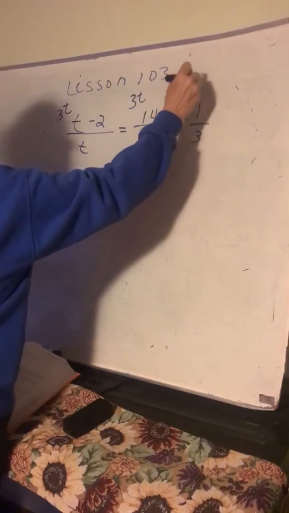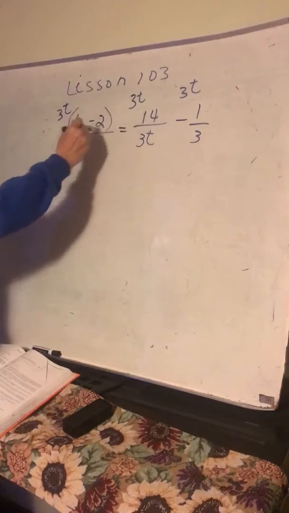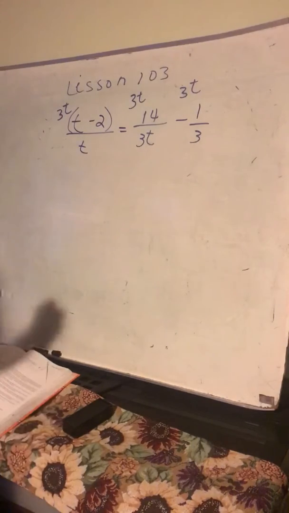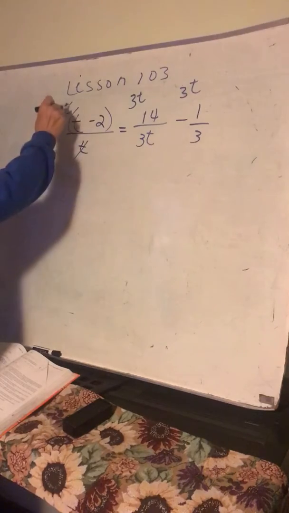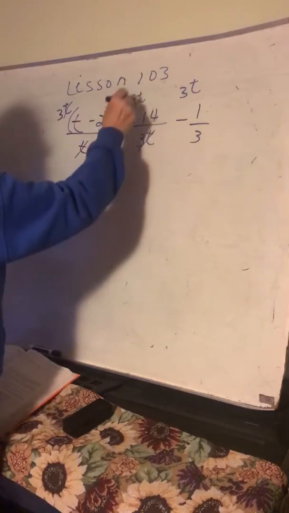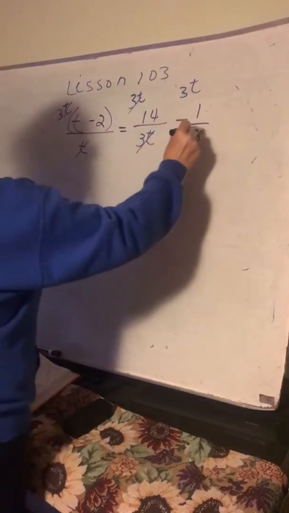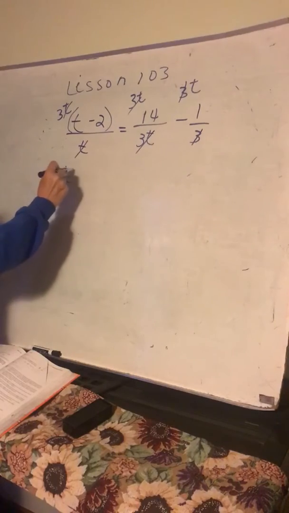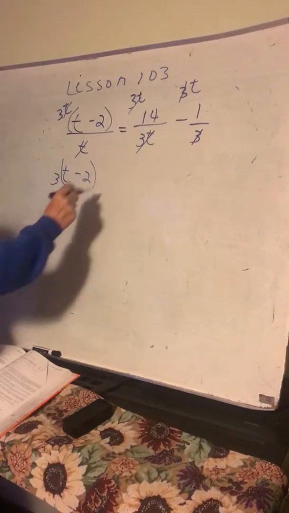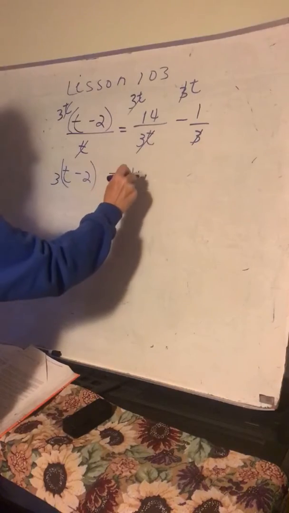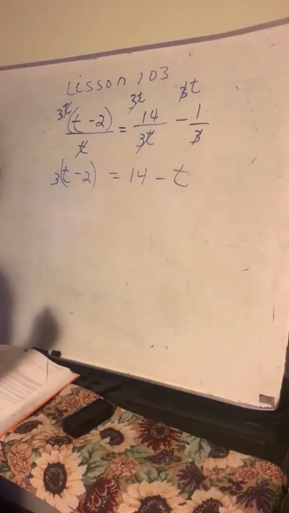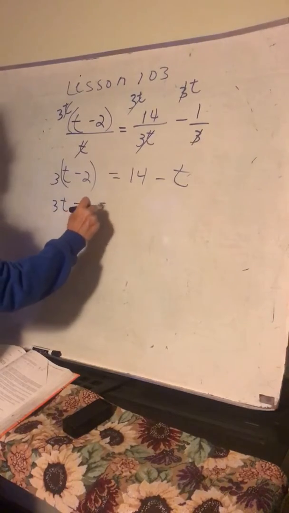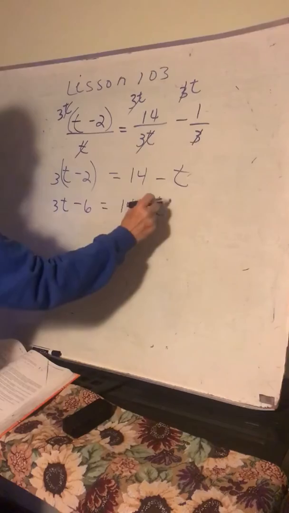3t, 3t. Now don't forget to put this in parentheses because that represents one number and we're going to have to eventually distribute. Then we can cancel, those t's cancel, and the 3t and 3t cancel here, and the 3 and 3 cancel here. So here we're left with 3t minus 2 in parentheses equals 14, and this one's t times 1. This becomes 3t minus 6 equals 14 minus t.